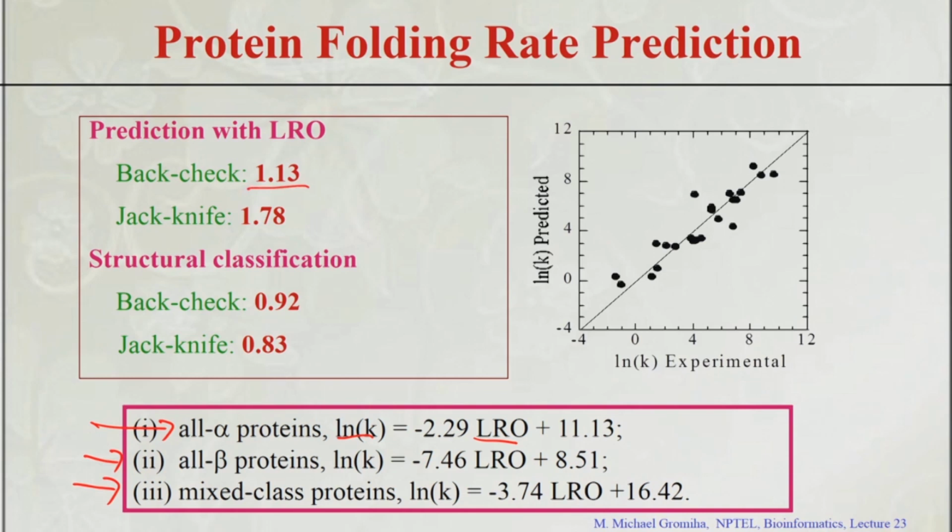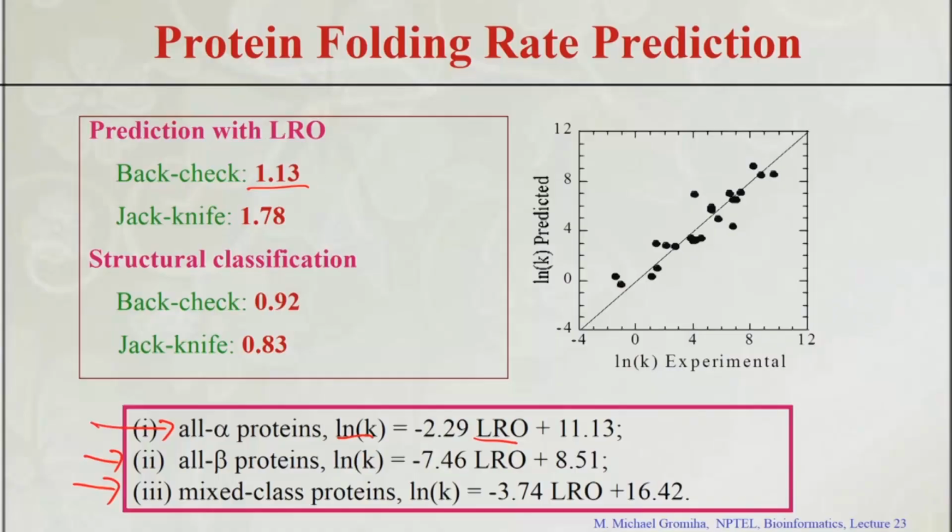Then we classify the proteins in 3 different groups. We did 2 equations: one equation by considering all the proteins together, only one common equation for all the proteins. In this case the deviation is 1.13. Then we classified the proteins in 3 different groups, mainly all alpha, all beta and mixed class proteins, and we derive the equations from LRO and calculate the folding rates. If you do like this, then the correlation is 0.92 with the different structure classes.